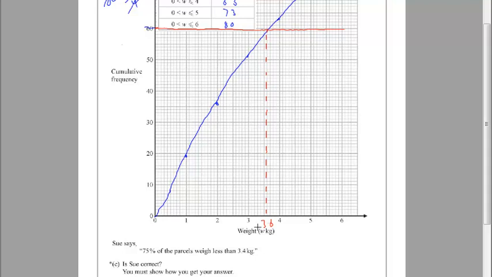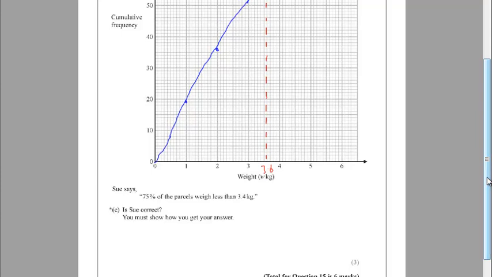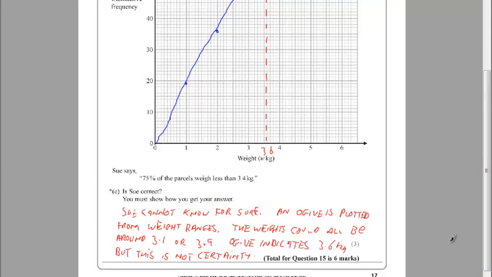And I think as long as you reason that out and put it into the wording that you put down there, it's going to be okay. So I'm going to write this. In fact, you could elaborate on this and say the only certain thing you can say is that the 75% of the parcels must be between the 3 and 4 kilogram range. Okay, done.